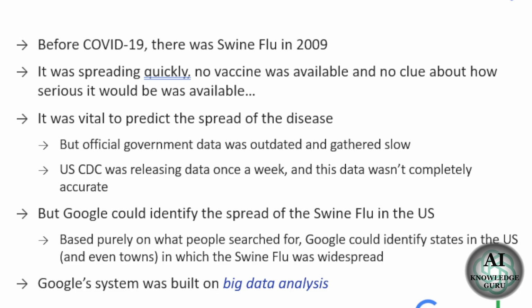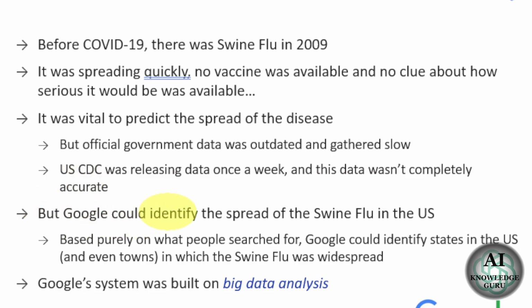Now, let's take another example. Swine flu in 2009. Before COVID-19, there was swine flu. It was spreading very quickly. No vaccine was available and no clue about how serious it could be. It was vital to predict the spread of the disease, but official government data was outdated and gathered slowly. The US CDC was releasing data once a week, and this data wasn't completely accurate.